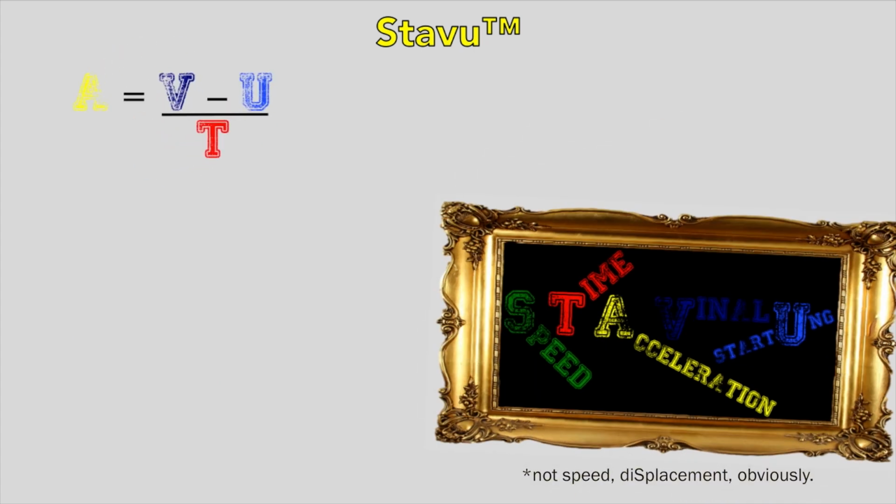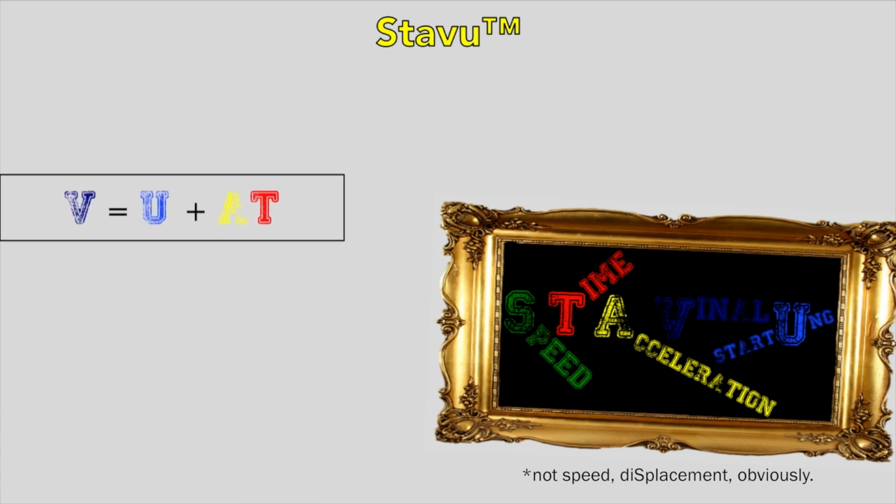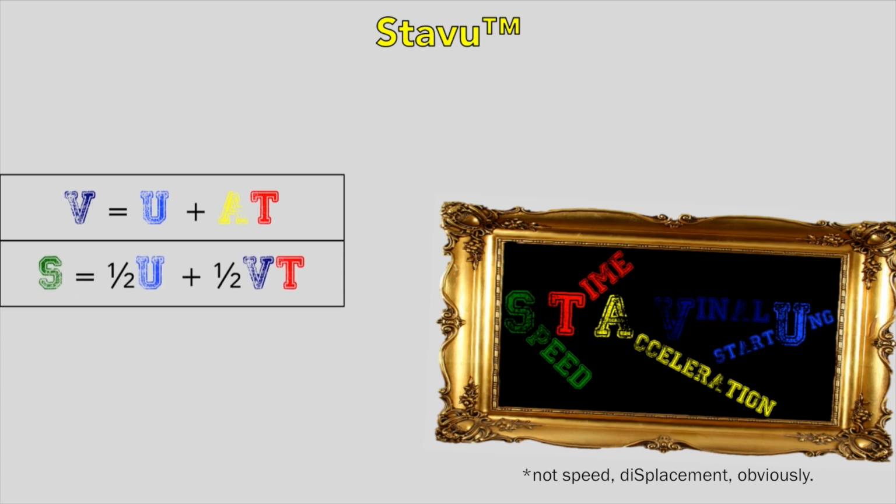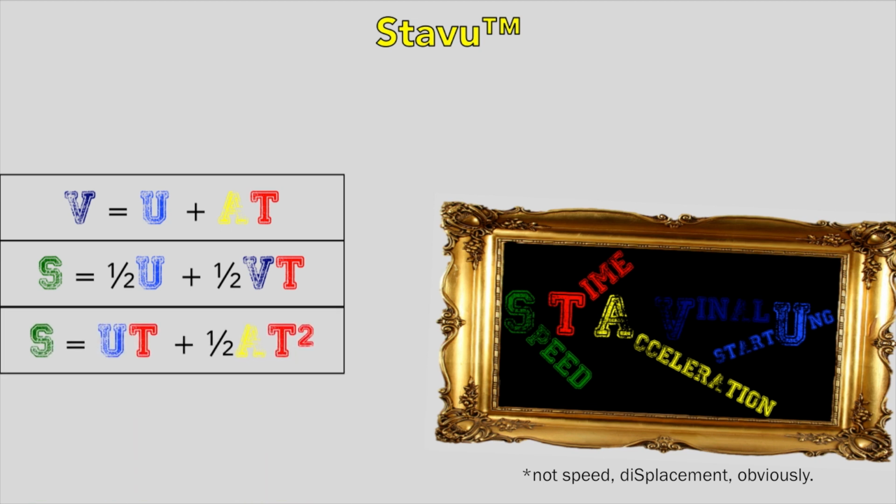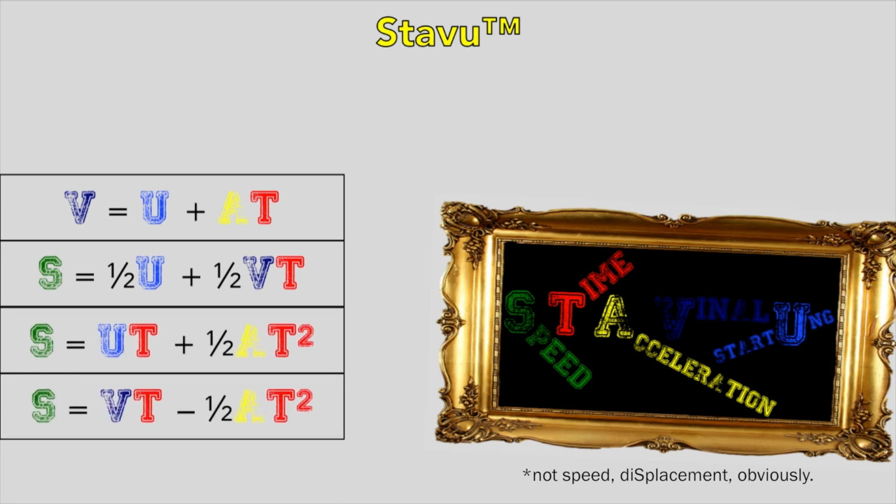The acceleration is given by V minus U all over T, which can be rearranged to get V equals U plus AT. The displacement is velocity integrated, which gives, simplified, S equals half U plus half V, times T. Now you can combine these to get S equals UT plus half AT squared, and S equals VT minus half AT squared. Then a bit more rearranging and mixing gets your last equation, which is V squared equals U squared plus 2AS.